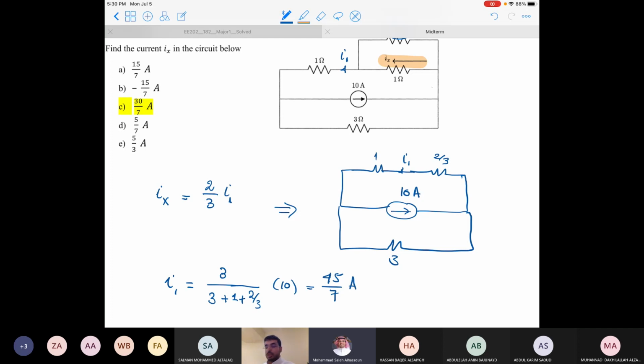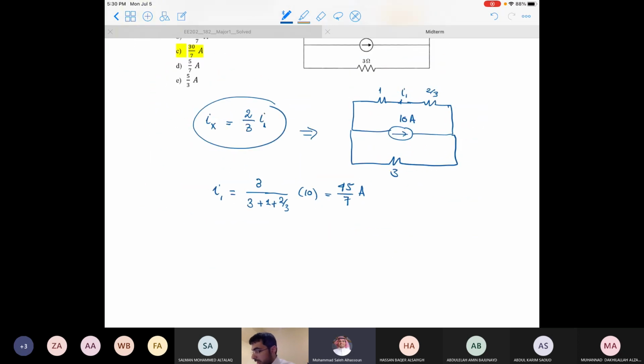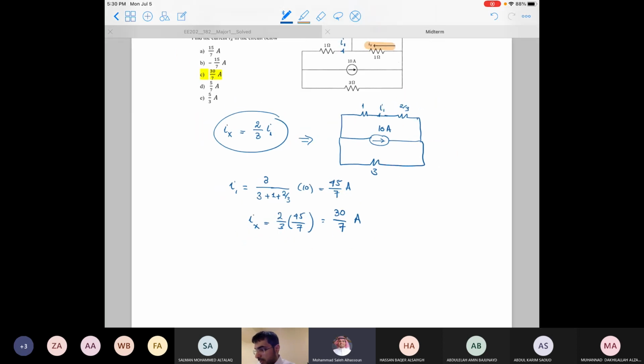Okay, now I found I1. So I will go back to this equation and find Ix. So Ix is 2/3 of this one. So I should get 30 divided by 7. And this is exactly what I have.